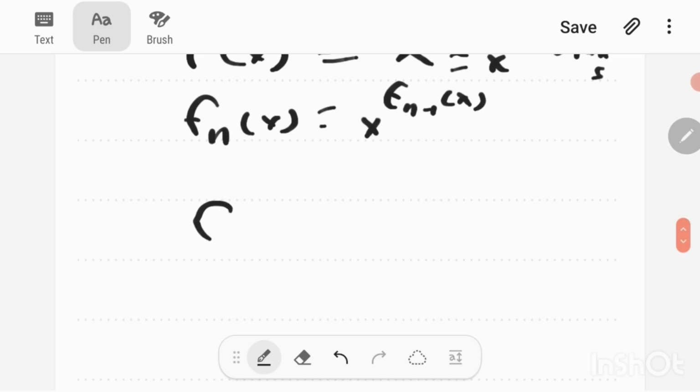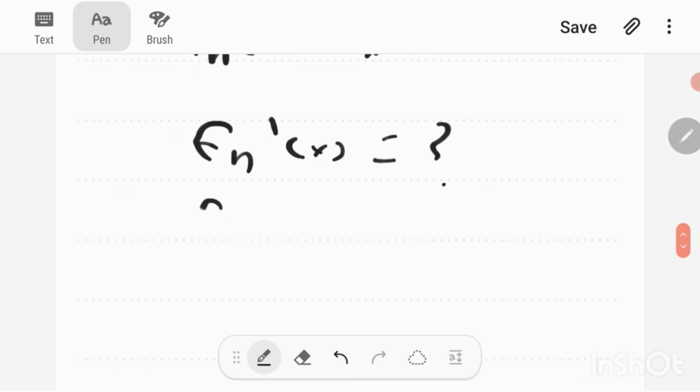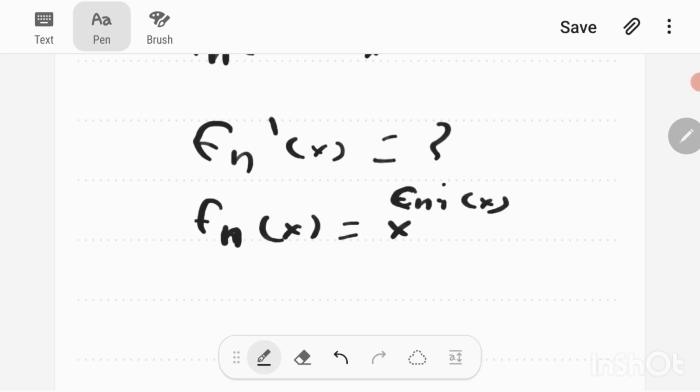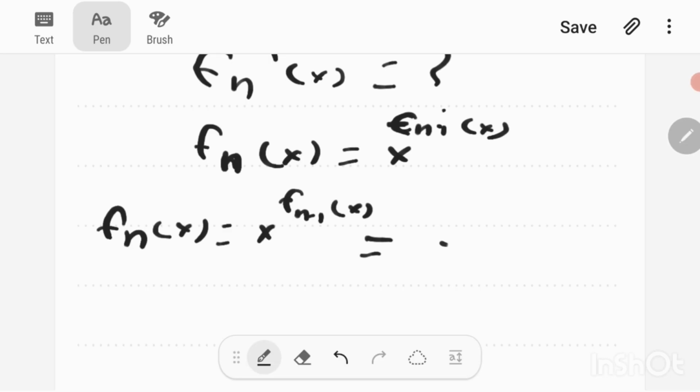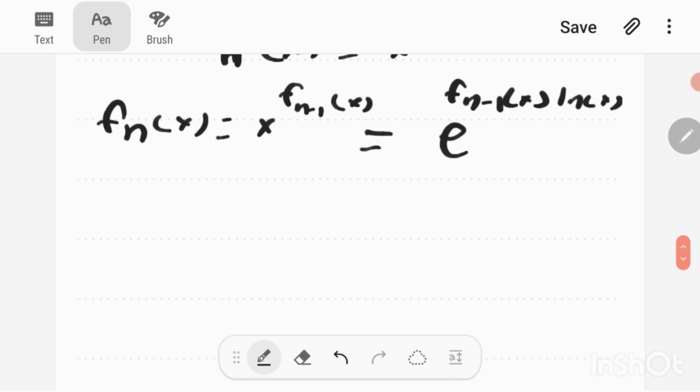So now we need to define f_n prime of x, which is the derivative of tetration of x to n. So first, let's write the converted recursive form of tetration, and I want to represent this function in terms of Euler's number. So we have x to the power f_{n-1} of x, and we're going to equate that to e to the power ln of x to the power f_{n-1} of x, but that means the power f_{n-1} of x just comes out as the coefficient of ln of x.